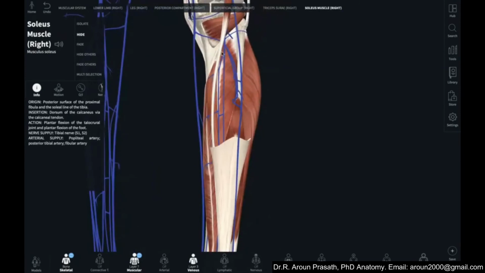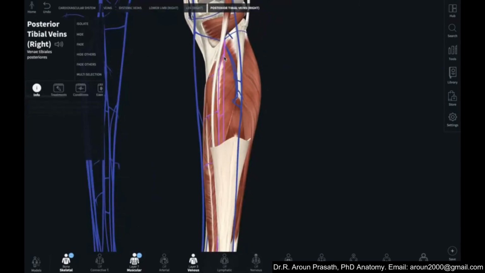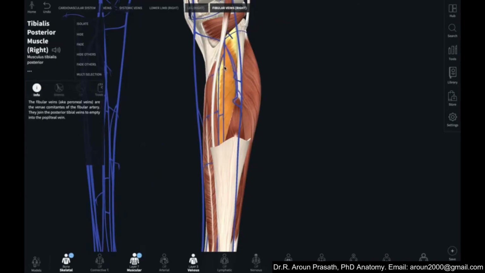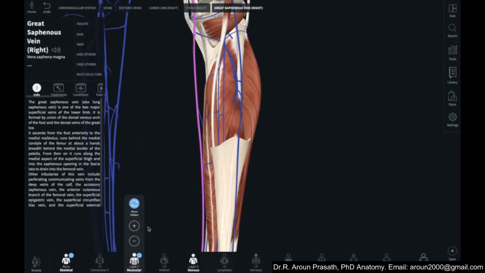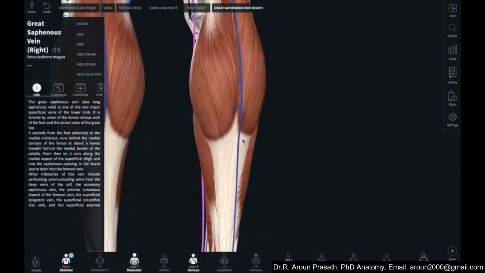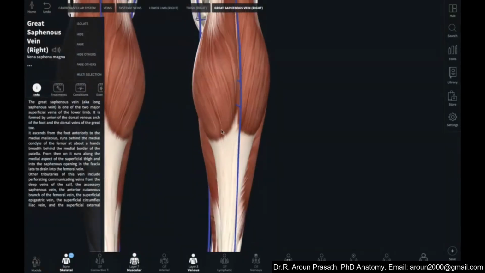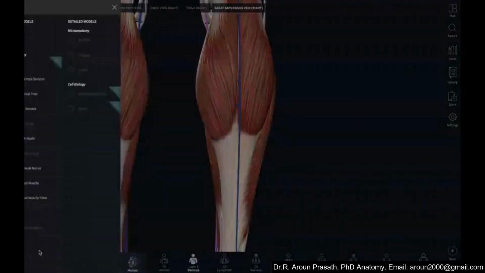These are the deep veins, the posterior tibial veins, the fibular vein. These are the veins present in the deeper aspect. And this is a superficial vein. You see here, the superficial veins are present in the superficial aspect.